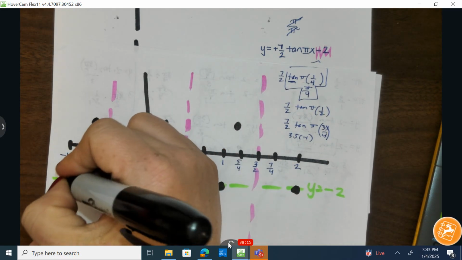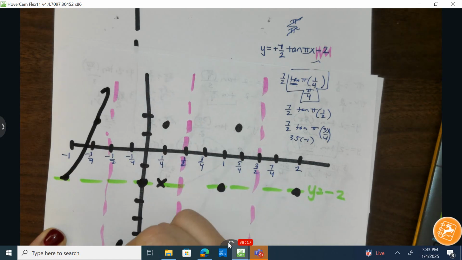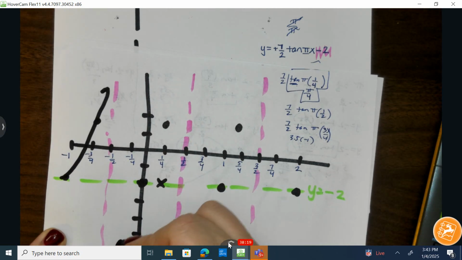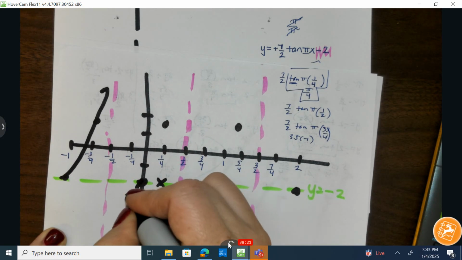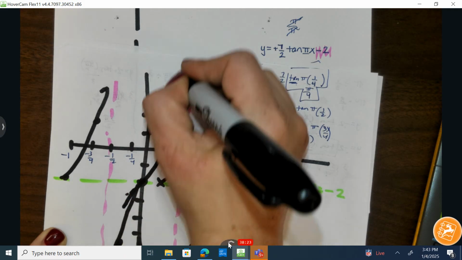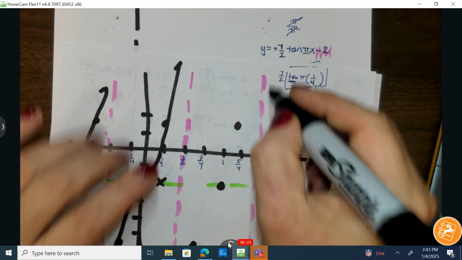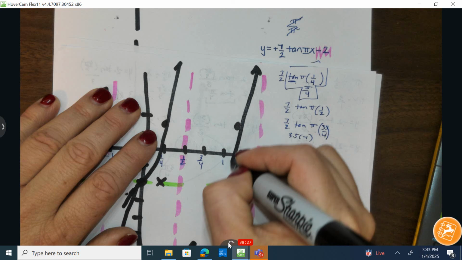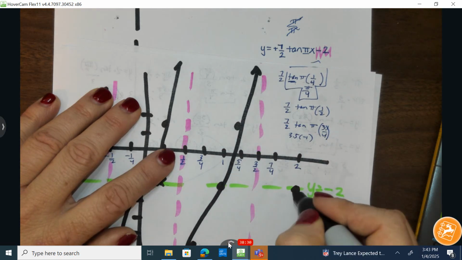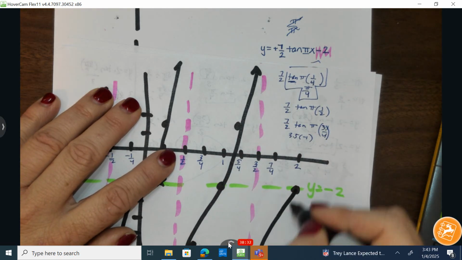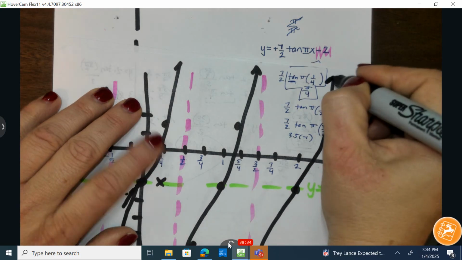All right, so it's looking like this. And it would be down, right? And coming up. Going up here. So it's rising very, very quickly. It's rising very, very quickly. And it would continue to go like this.